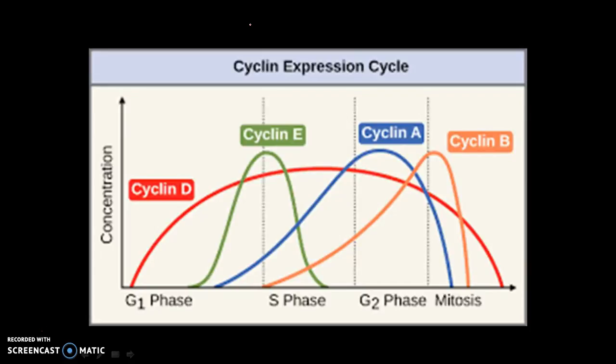Alright, so this chart shows how cyclin basically controls the entire cell cycle. So a cyclin is basically just a protein that's associated with cell division. And yeah, it controls the cell cycle from G1 all the way to mitosis.